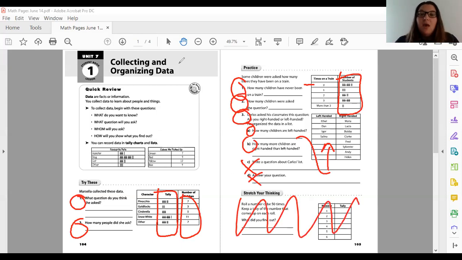That's up to you. So that is page 104 and 105, which is working on tally marks and lists and just kind of learning how to read them. And like I always say, if you have questions, please let me know and I'll be able to help you.